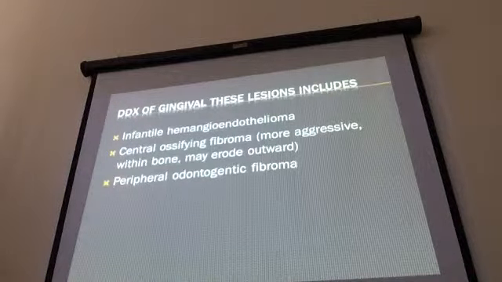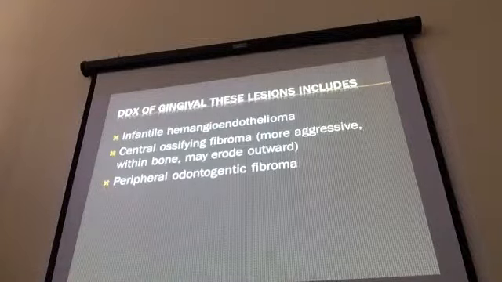So the differential diagnosis for these entities includes several other things that may have slightly different behavior. So for the pyogenic granuloma, an infantile hemangioendothelioma could look similar, but has a different age presentation, younger, and more aggressive behavior. The important one is the central ossifying fibroma, which would look fairly similar but have a very different X-ray appearance and is becoming outward from inside the bone.